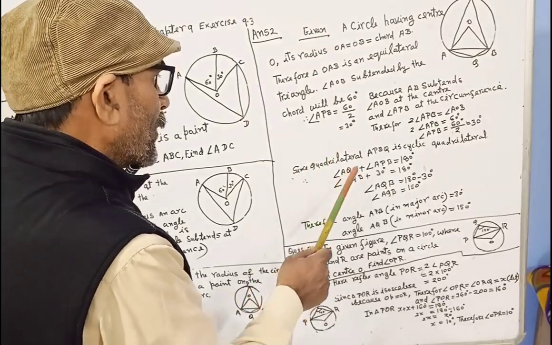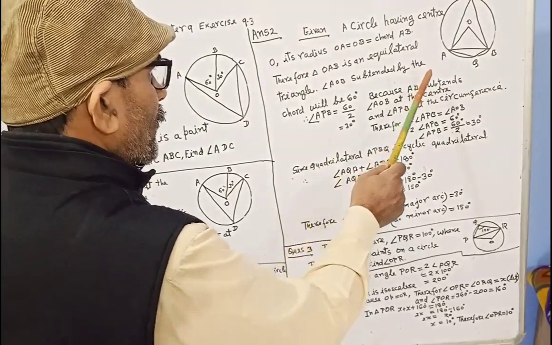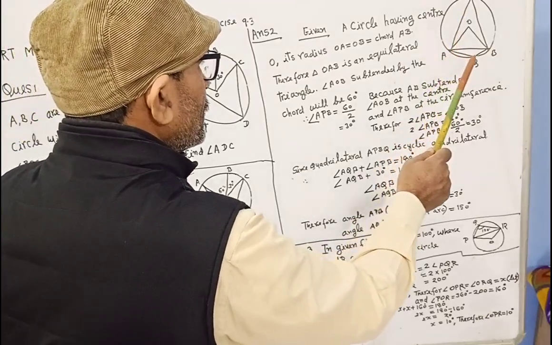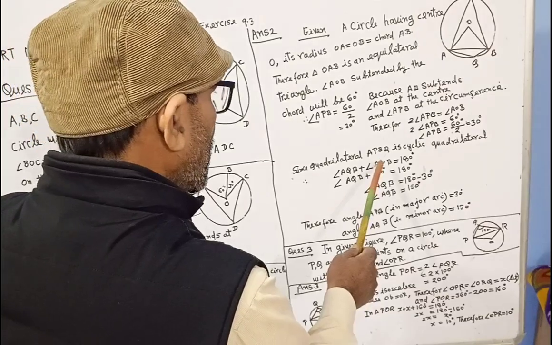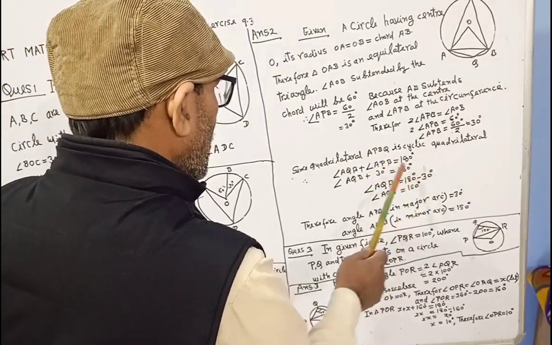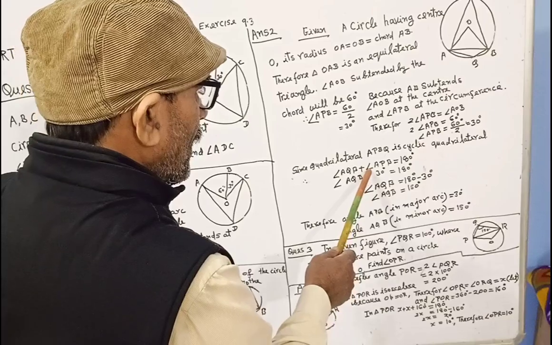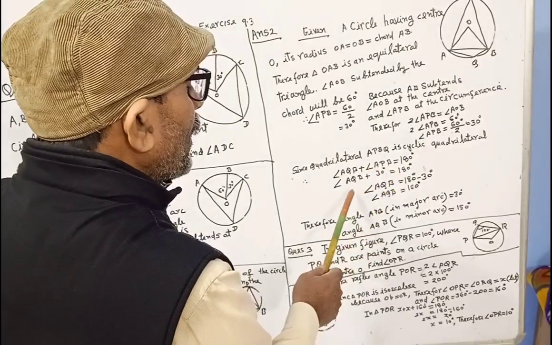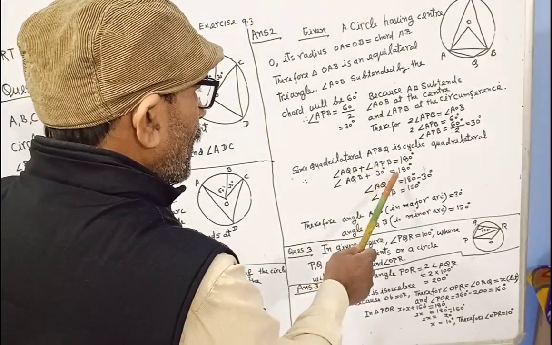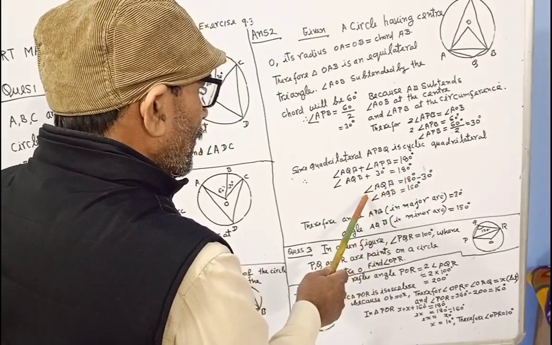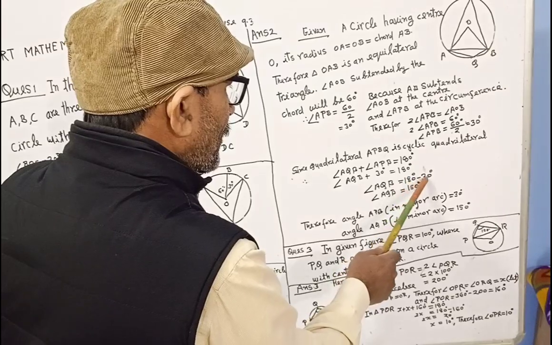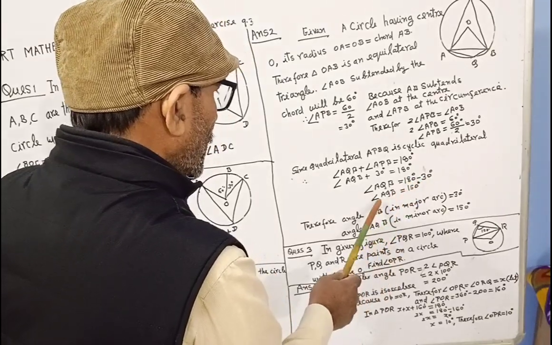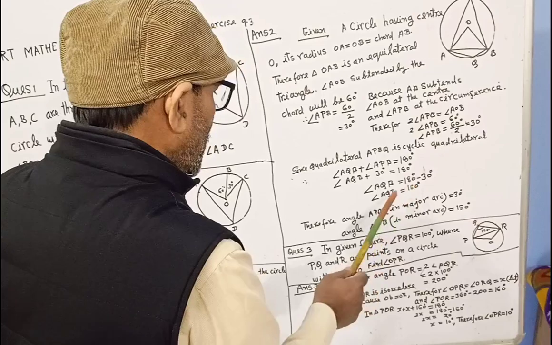Since APBQ is a cyclic quadrilateral, therefore angle AQB plus angle APB is equal to 180 degrees. Angle AQB plus 30 degrees equal to 180 degrees. Angle AQB is equal to 180 degrees minus 30 degrees, which is 150 degrees. Angle AQB is equal to 150 degrees.